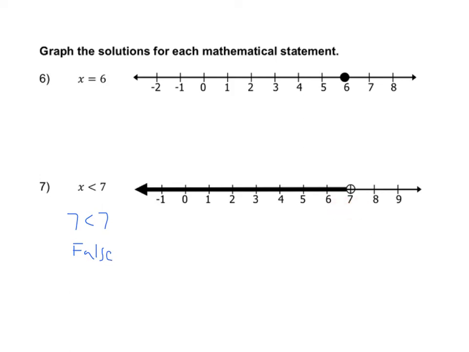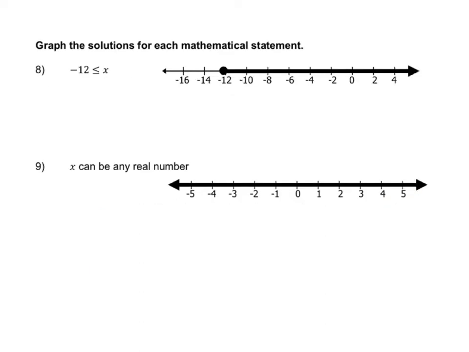Okay? And you should have found out that all these numbers in this region, 6, 5, 4, 3.5, 0, all these numbers here, these would be solutions. They would make that statement true. Right? And the numbers in this region, to the right of the boundary, 8, 9, those would not make that statement true. So those are not solutions.